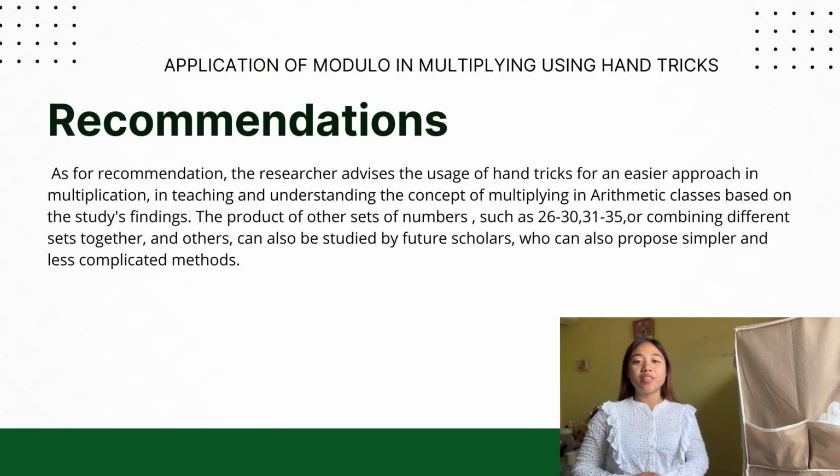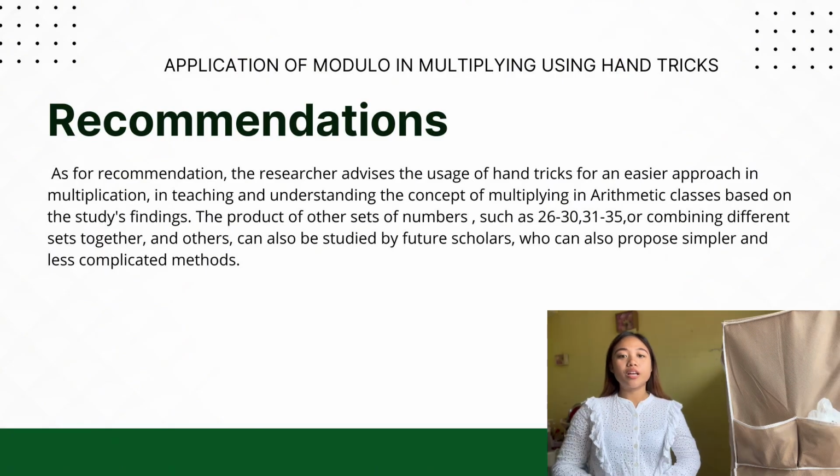As for the recommendation, the researcher advises the usage of hand tricks for an easier approach in multiplication, in teaching and understanding the concept of multiplying in arithmetic classes based on the study findings. The product of other sets of numbers such as 26 to 30, 31 to 35, or combining sets together and others can also be studied by future scholars who can also propose simpler and less complicated methods.